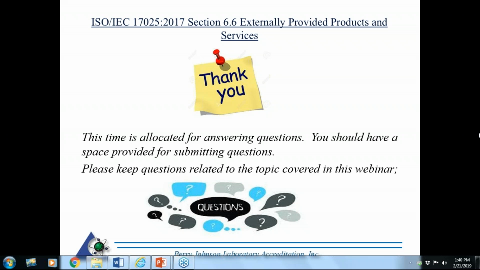That's not required. There is no requirement, no time frame set in 17025. It just says you need to assure that the corrective action taken was effective.